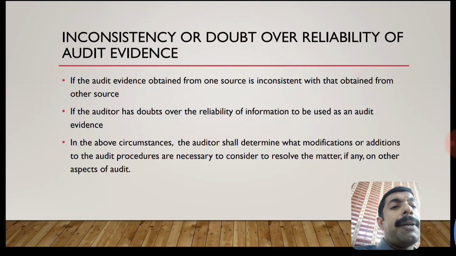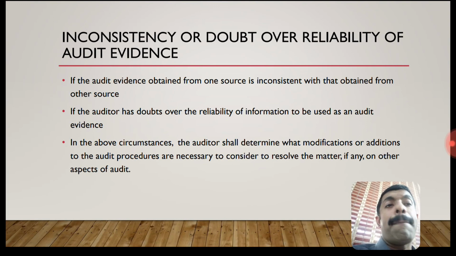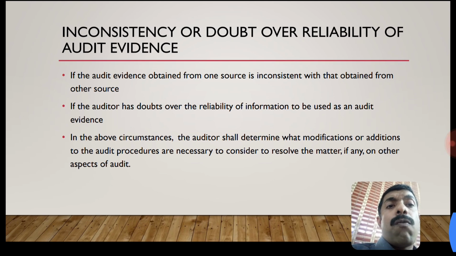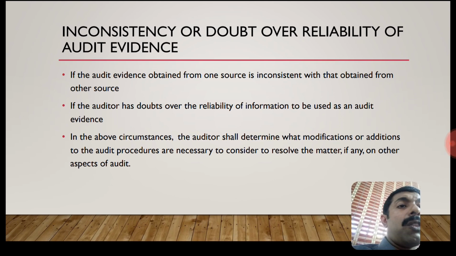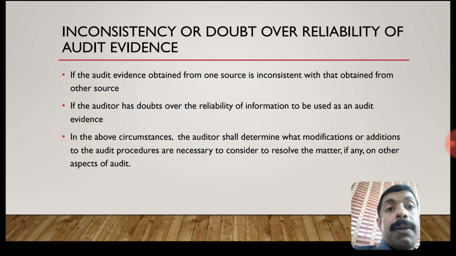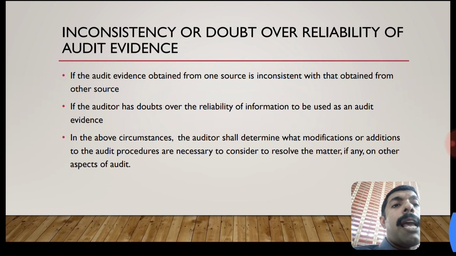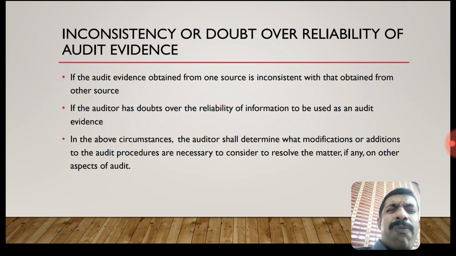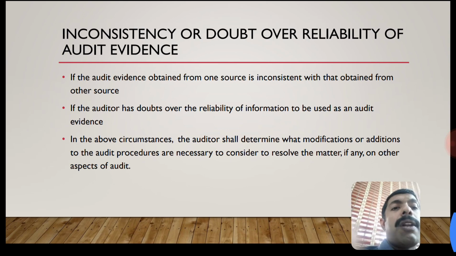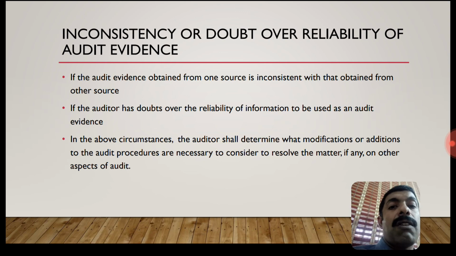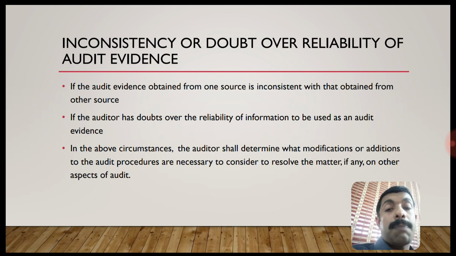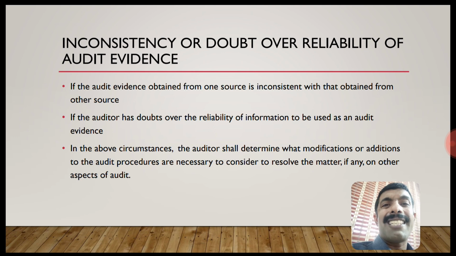What will happen if there are any inconsistencies in the information? If audit evidence obtained from one source is inconsistent with that obtained from another source, or the auditor has doubt about the reliability of information to be used as audit evidence, in any of these circumstances, the auditor shall determine what modifications or additions to the audit procedures are necessary to resolve the matter. So this is our small discussion of audit evidence.